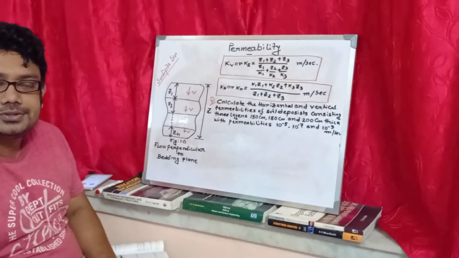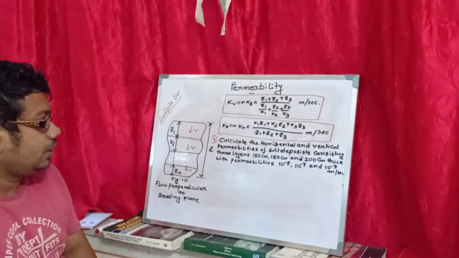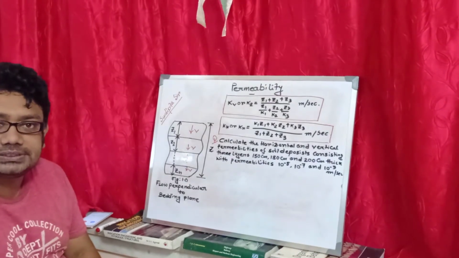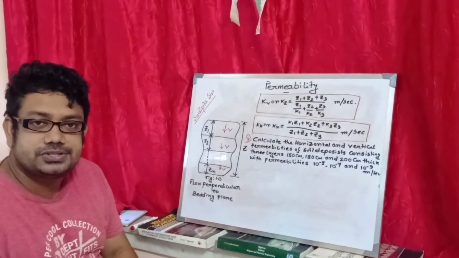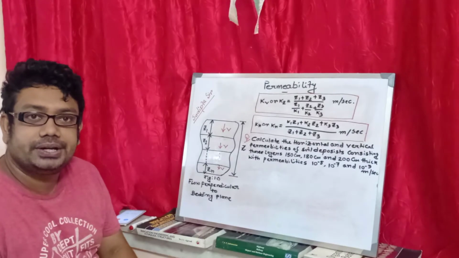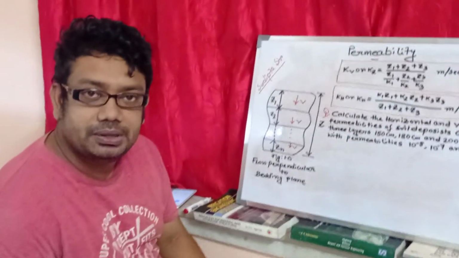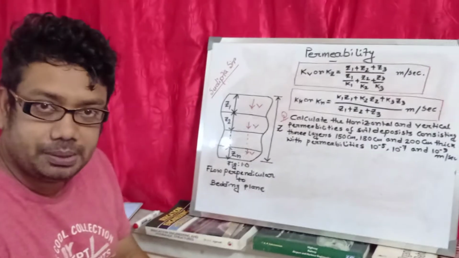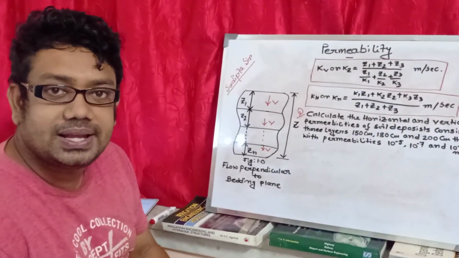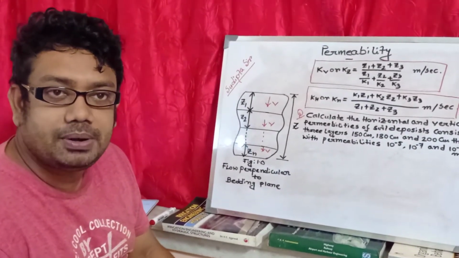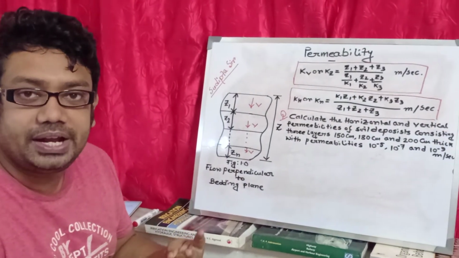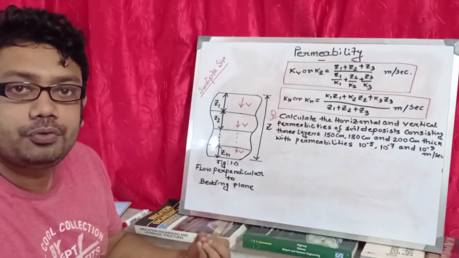Dear students, a very good morning. In the last class we already discussed permeability, Darcy's law, and the concept of constant head permeability as well as falling head permeability. Today's class we are going to discuss two kinds of numericals that very frequently come from the chapters of permeability.